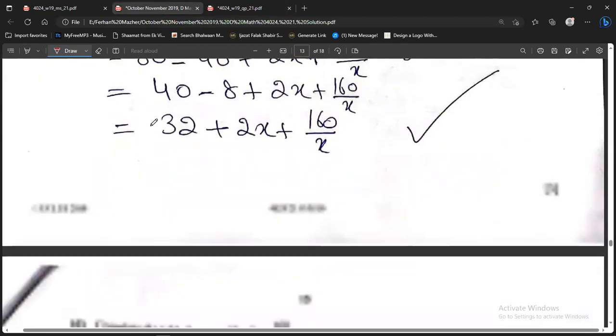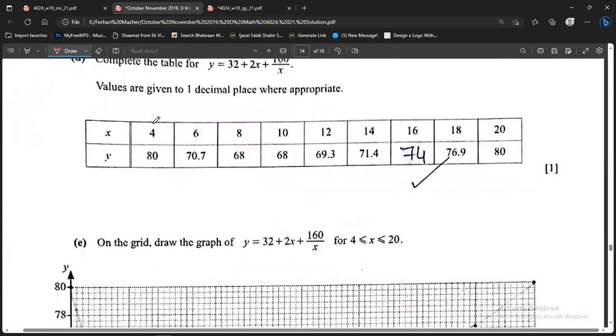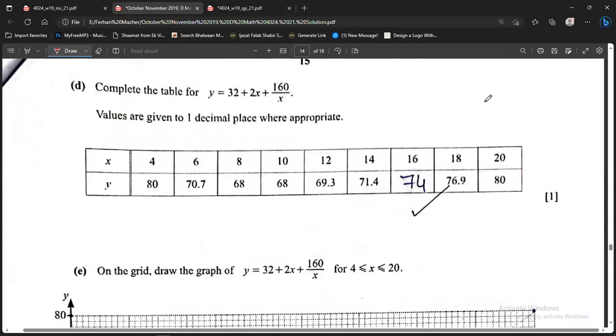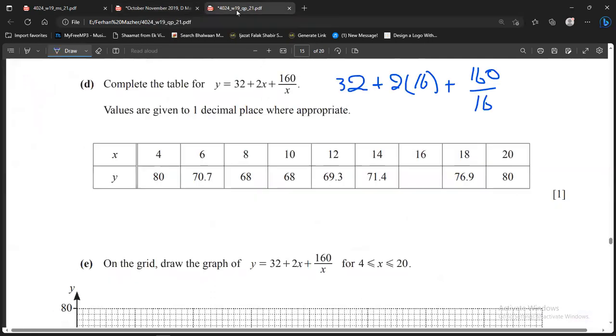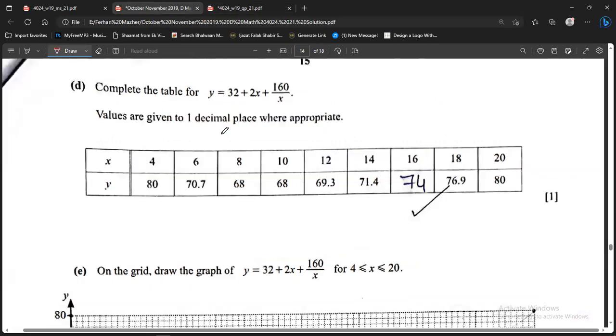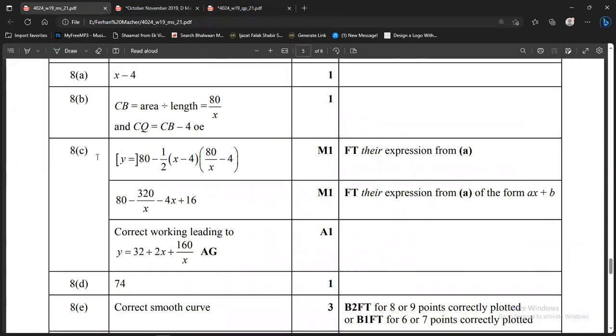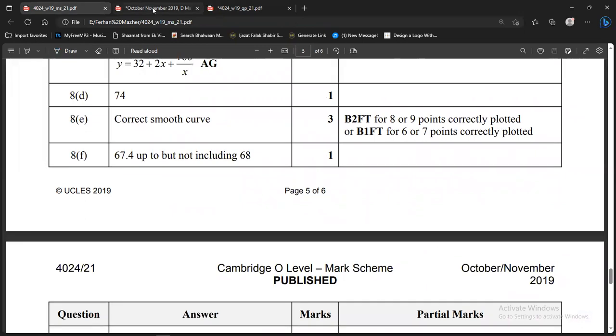I have already done this, and that will be 74. So this value will be 74. It will be 32 plus 32 plus 10, and that will be 74, yes. So I hope you understand 74 is the answer.